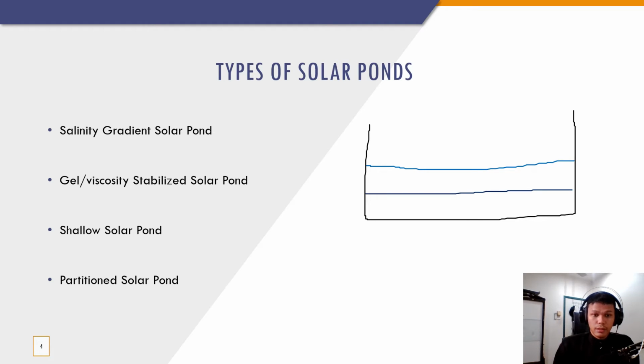The topmost layer, known as the upper convective zone, consists of fresh water. The different salinity levels change the density of each domain of the fluid, and these fluid domains do not mix with each other. This means that convection cannot occur between the different zones. This allows thermal energy to be stored at LCZ, and the temperatures can reach up to 90 degrees depending on climate.